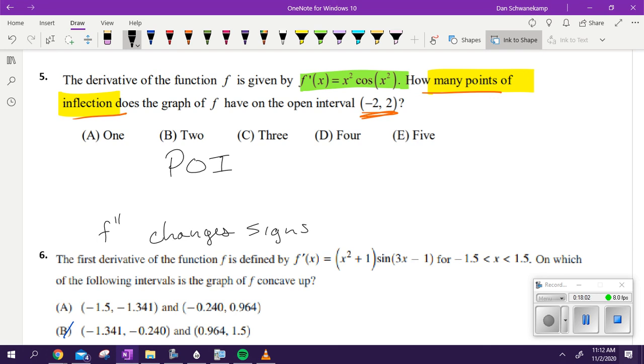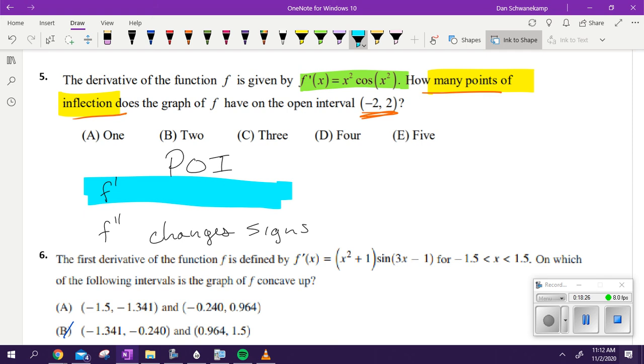Talk with your neighbor. If f double prime changes signs, describe to each other, what are you looking for on an f prime graph? Let's do it. F double prime changes signs. Andrew, I want to talk about the derivative. I'm given f prime, and I want to talk about f double prime changing signs. So what are you looking for on that f prime graph?